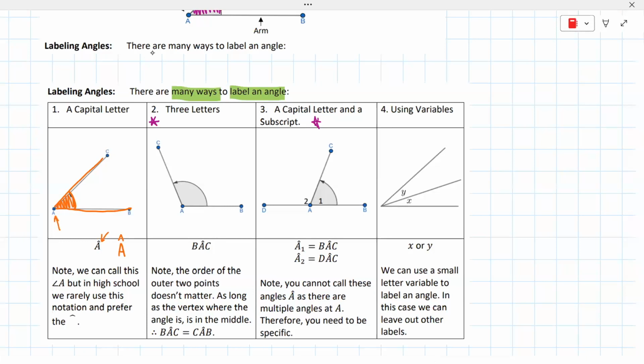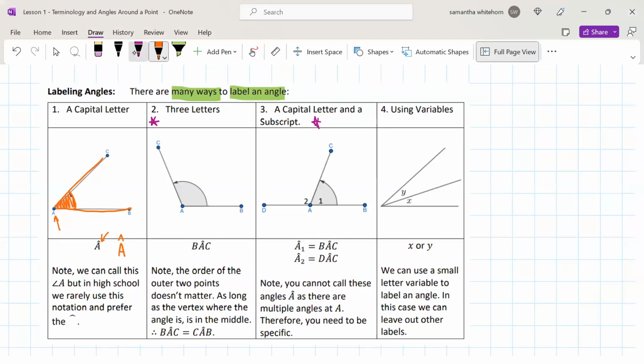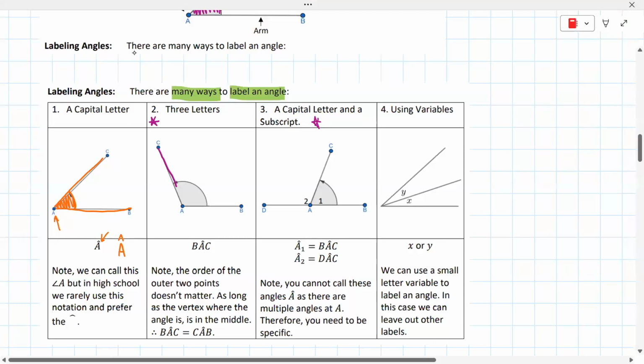Now, because we're starting to increase in complexity in terms of our geometry, often at a single point there's going to be multiple angles, which I'll explain in a second when we get to example 3 here. That means we can't just call it A. If we've got lots of angles coming from the same point, we need to be very specific about the angle we are working with. This is where the second way of labeling angles comes in, and this is often the one we use.